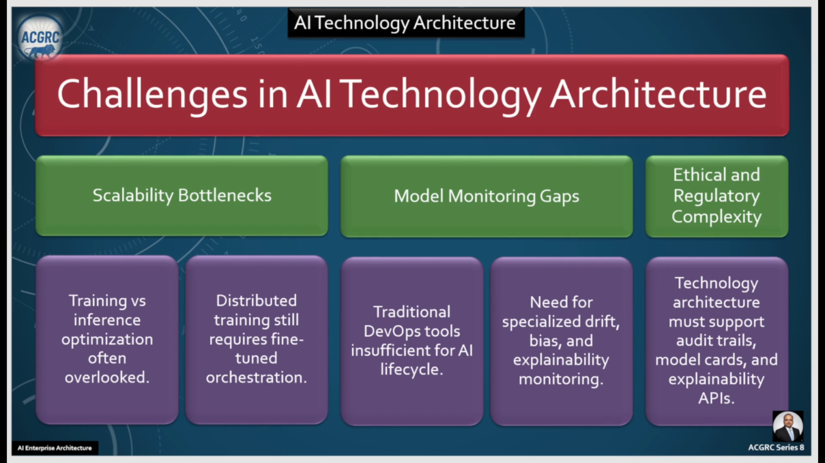Traditional DevOps tools are insufficient for the AI lifecycle. It needs specialized drift, bias, and explainability monitoring. That's the monitoring gap in the models. Technology architecture must support audit trails, model cards, and explainability APIs. These are the ethical and regulatory complexity challenges that are experienced today.